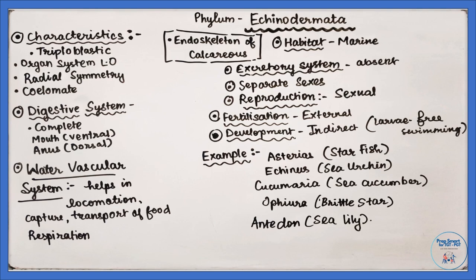They have separate sexes. Reproduction is majorly sexual. Fertilization is external. Development is indirect through free swimming larval forms. Also, they have great power of regeneration. Some of the major examples are Asterias, that is starfish, sea urchin, brittle star, basket star, feather star, sea lily, sea cucumber. Economic importance: Antedon, that is sea lily, is supposed to be a living fossil. Eggs of sea urchin are used for embryological studies. Sea cucumber is used as food in many countries.